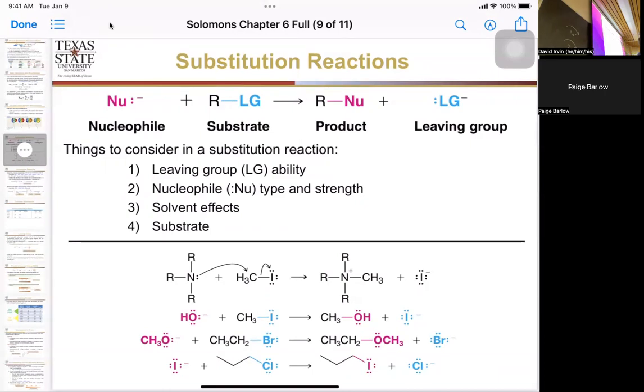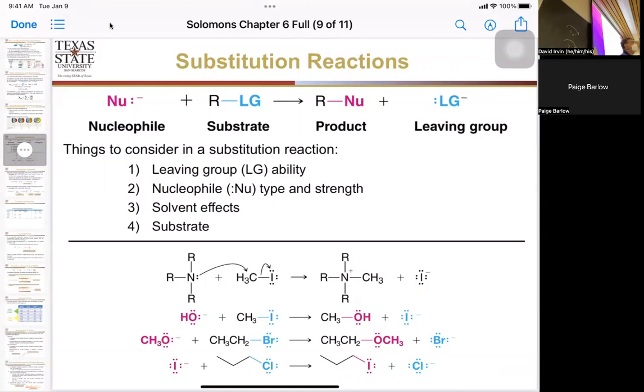There are 4 things that are important in this. Number 1, the leaving group ability. How stable is the leaving group? The more stable the leaving group is, the more likely it is to leave because it's happy. It doesn't have to use its electrons. It likes having them. Number 2, the nucleophile type and strength. There are different types of nucleophiles: strong nucleophiles, weak nucleophiles, nucleophiles with just lone pairs, nucleophiles with just negative charges, and lone pairs.